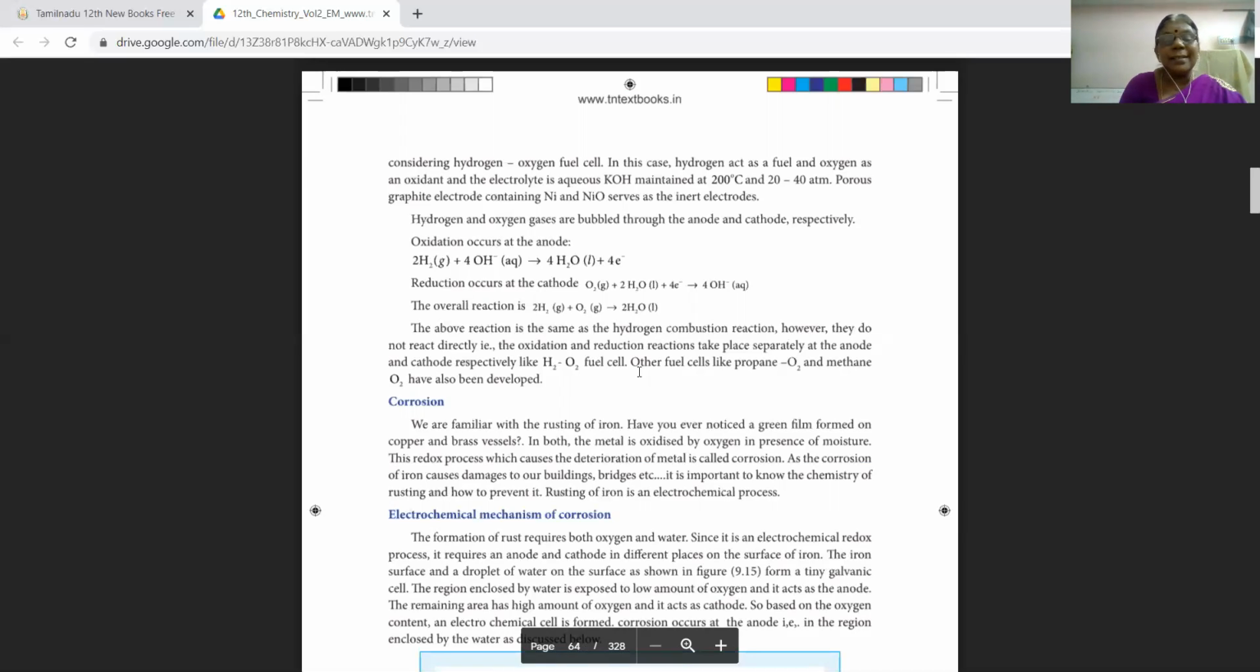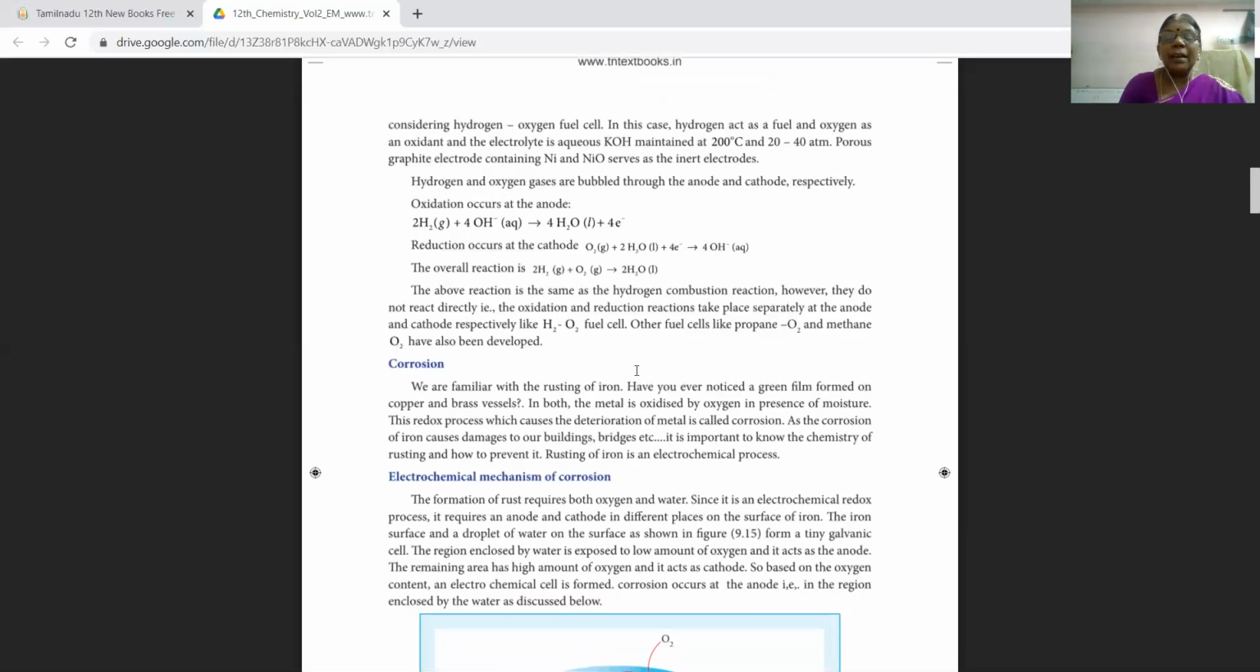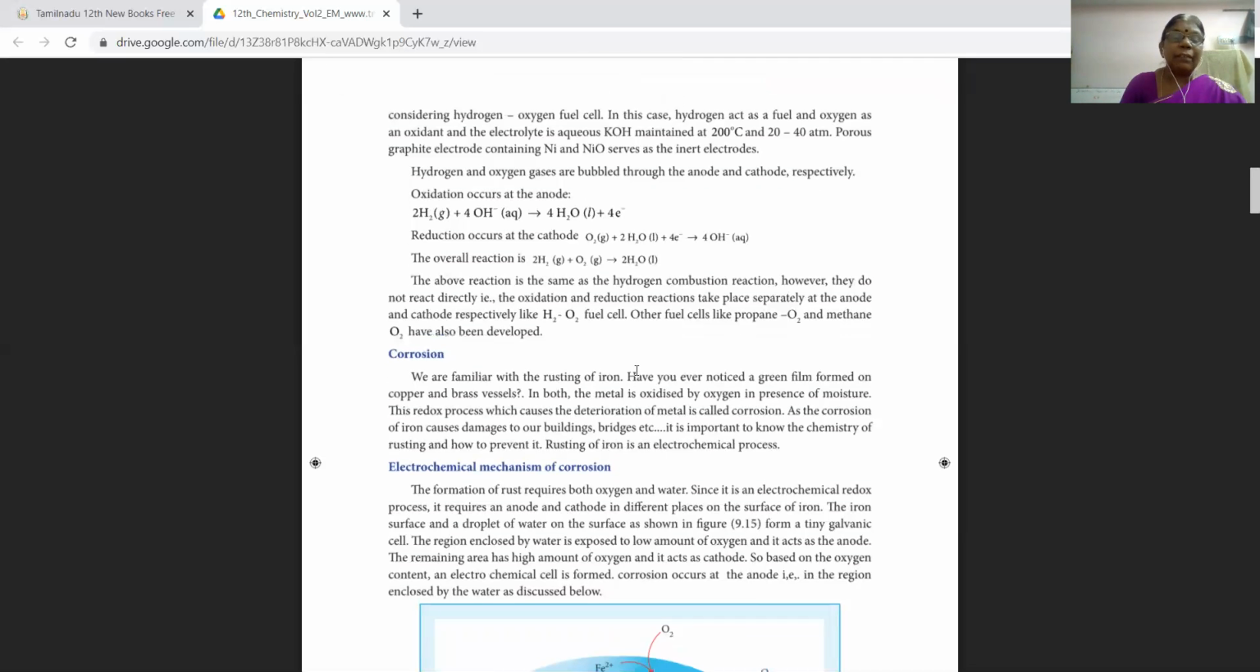This above reaction is the same as the hydrogen combustion reaction. However, they do not react directly. That is, the oxidation and reduction reactions take place separately at the anode and cathode respectively, like in the H2-O2 fuel cell. Other fuel cells like propane and oxygen, methane and oxygen have also been developed.